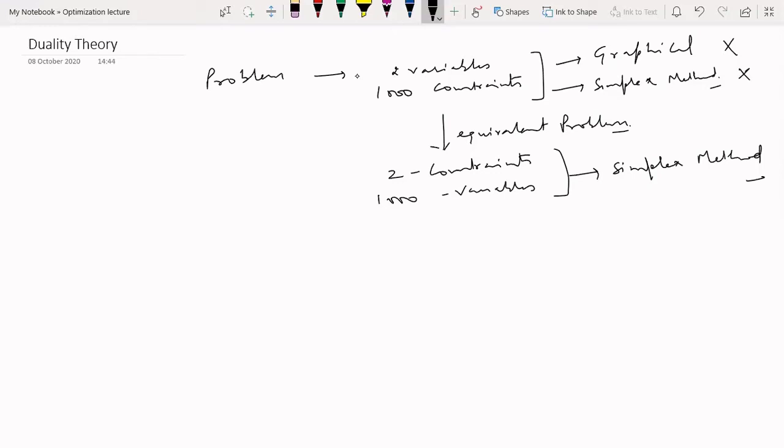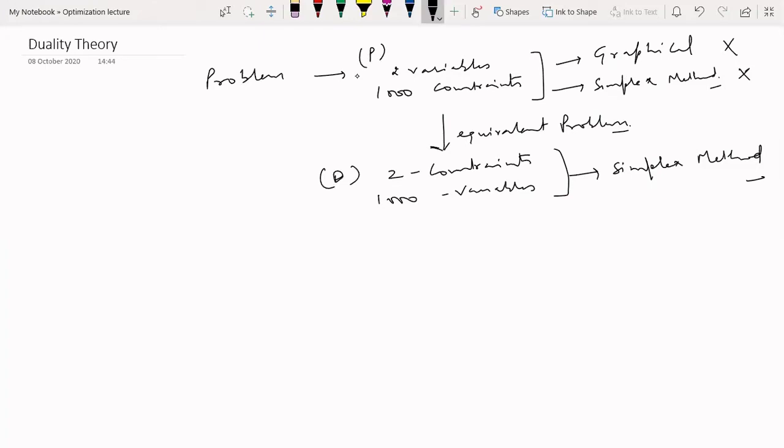So then the question is, a two variable 1,000 constraint problem, we would not like to handle either with the graphical method or with the simplex method. But if equivalently I can relate this given problem with another problem, where instead of two variables I have two constraints, and for 1,000 constraints I am able to get 1,000 variables, the dimension changes. So this problem is relatively much easier to handle. Simply this is what we call a dual problem, and this is what we call a primal problem.